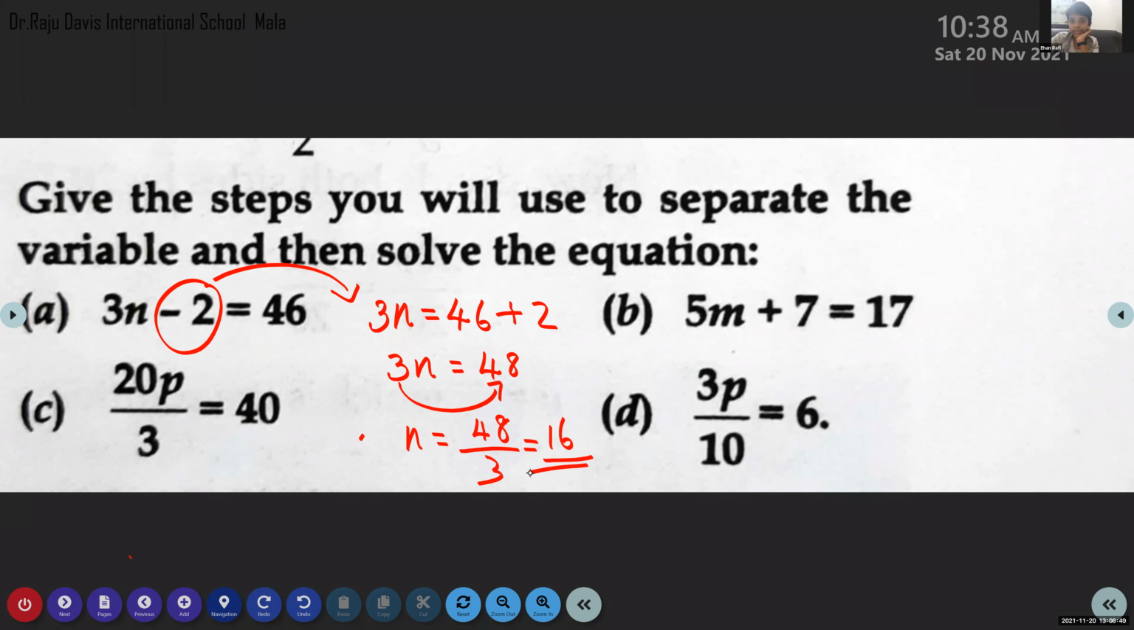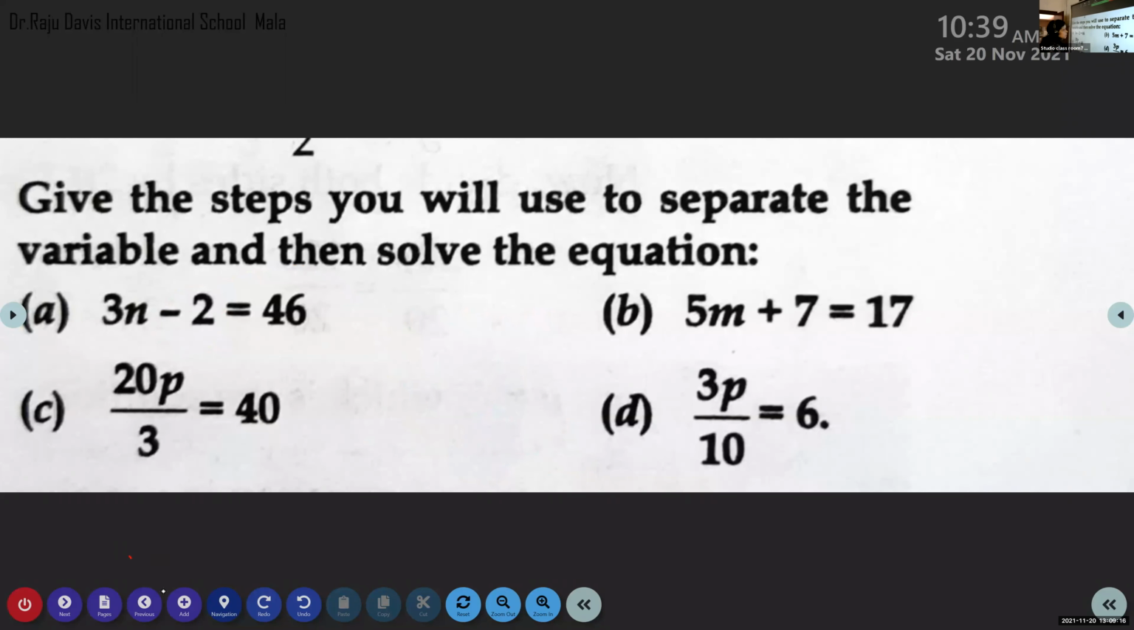Clear? So what will we do? First, we will separate what is added or subtracted to the variable. After that, we will separate what is near to the variable, that is whether it is multiplied or divided with the variable. So let us see the next question.